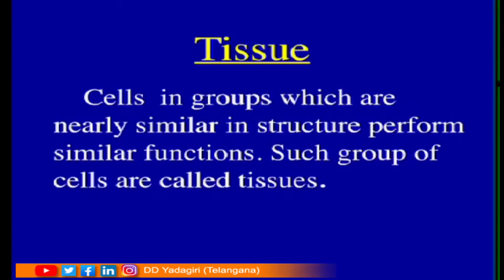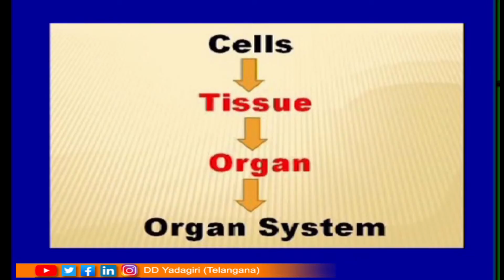Moreover, they are similar in their structure. So, that is the tissue. Shall we define what a tissue is? Cells in a group which are nearly similar in structure and perform similar functions, such a group of cells is called a tissue.